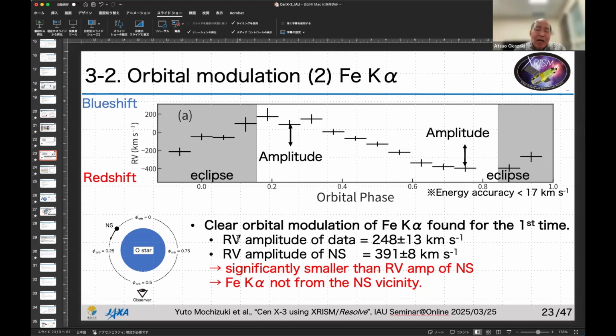Okay. Yeah, I was thinking that if an accretion disk is very asymmetric or strongly elongated, then maybe it can explain the significantly lower velocity, but it's just my idea. So thank you for your answers. Yeah, thank you for the question.